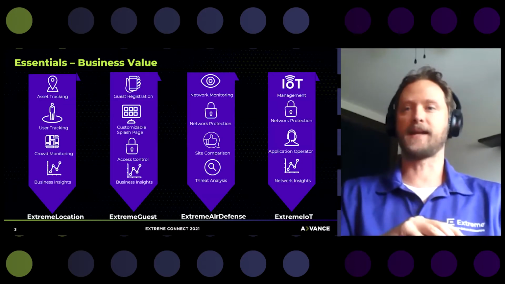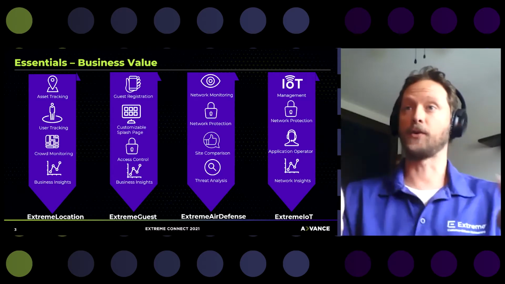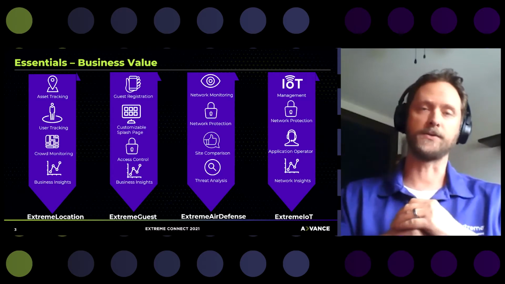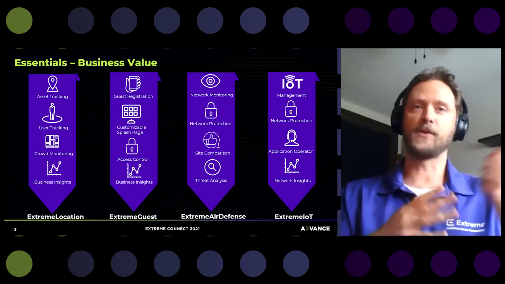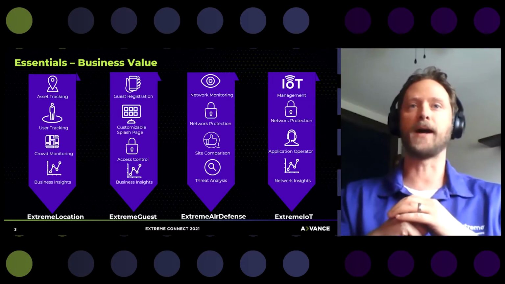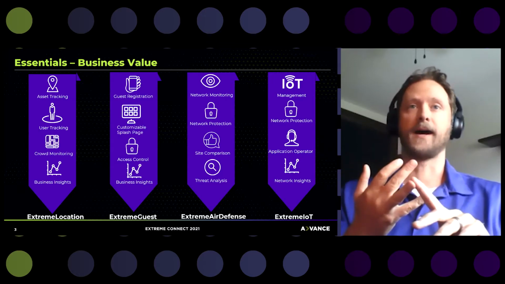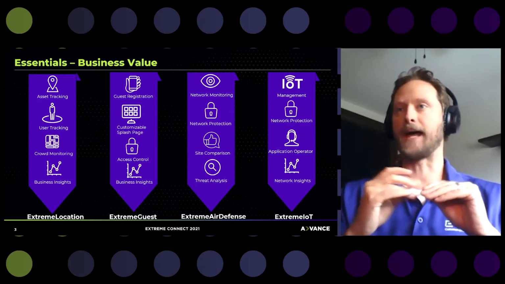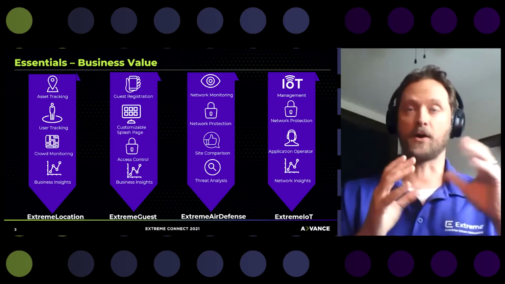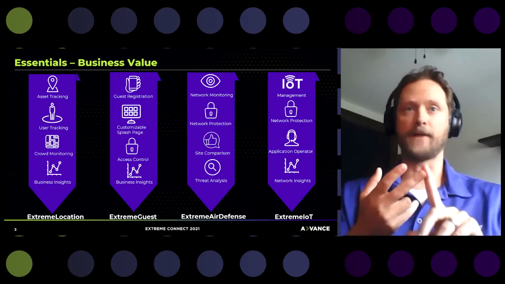So the use cases that I was talking about, I'm going to go a little bit in depth with right now, and then we'll actually show you some of the dashboards that we could use. So from an extreme location, what we do with the location essentials is we provide asset tracking, so BLE tags, Wi-Fi tags, and then you could use that to determine where devices are, where they should be, and where they shouldn't be, and alert and alarm off of those.